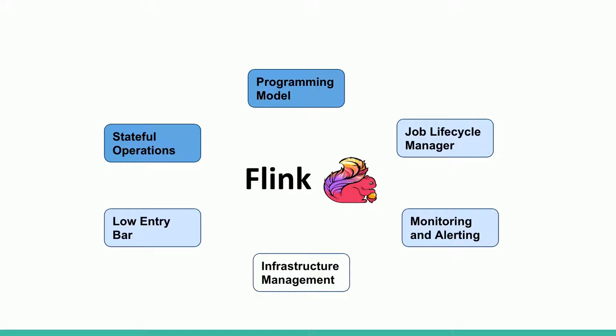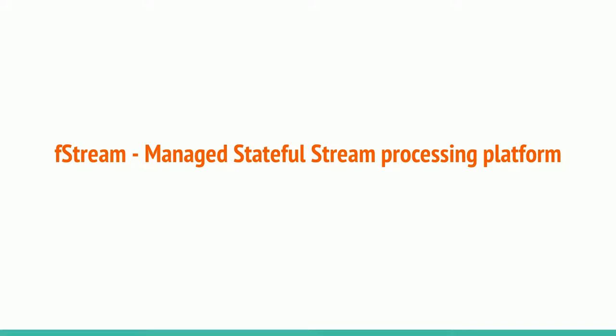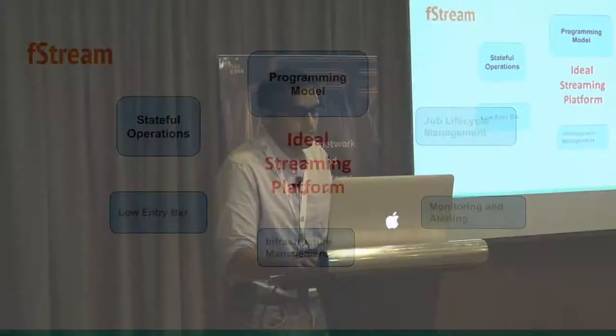So these are typically the options that are available in the market right now. And if you have to think of a new streaming platform, you can choose any one of them. But then they have their own problem sets. None of them offers everything that you want your platform to be. And that is why we thought that we need to build something which provides a higher level abstraction than what Flink or Spark or Storm is providing. And for that, we came up with fStream, which is our in-house managed state streaming platform.